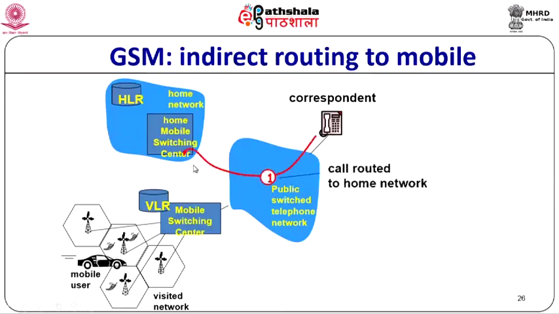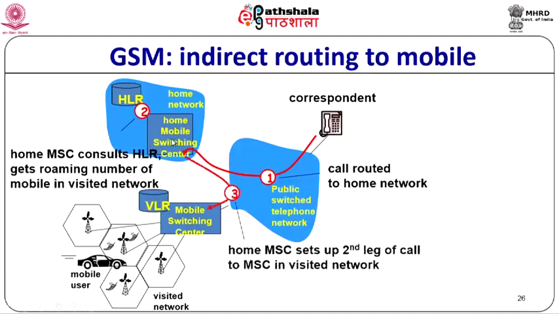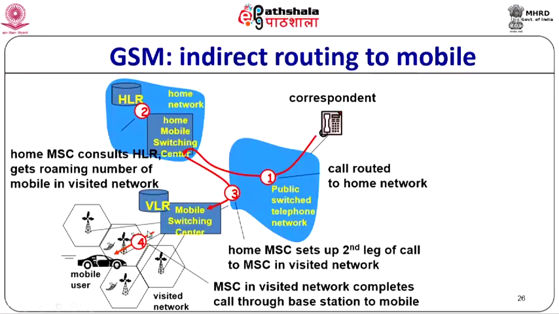First, the call, based on his number, will be routed only to his home mobile switching center. But the home mobile switching center will have information that this person is actually roaming in a different area. So it will now consult the HLR, get the roaming number of the mobile in the visited network, and transfer the call to that mobile switching center. Now this switching center knows where this person is currently located, and through the particular base station to which he is connected, it will route the call to that person. So, this is basically how the call will get completed.